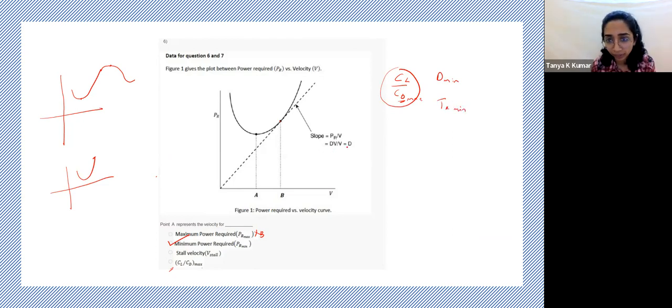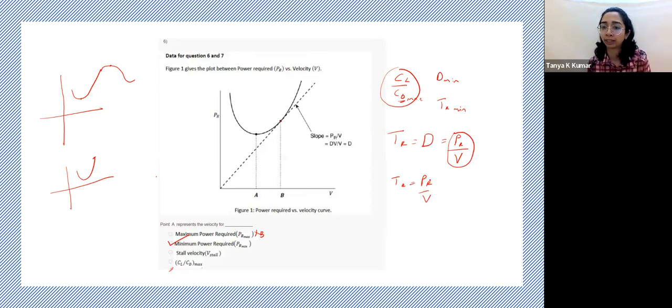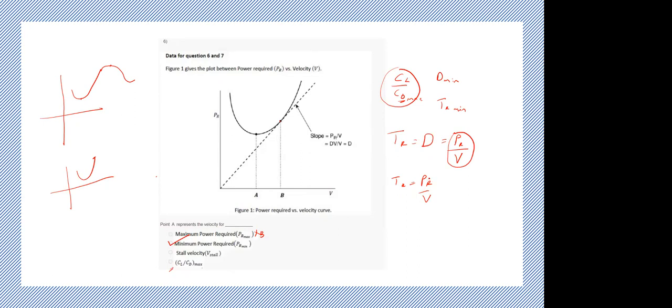So here, this is in fact given in the question. What is the thrust required here? Thrust required, we assume it to be drag for the level flight condition. From this graph, it will just be power required by velocity, right? So TR equals PR by V. This represents a constant slope line, correct? Yes, ma'am. Minimum slope.